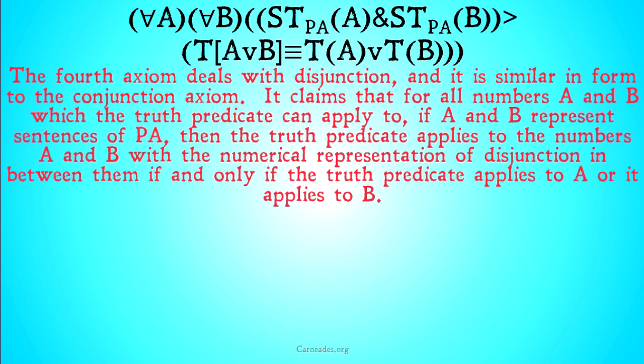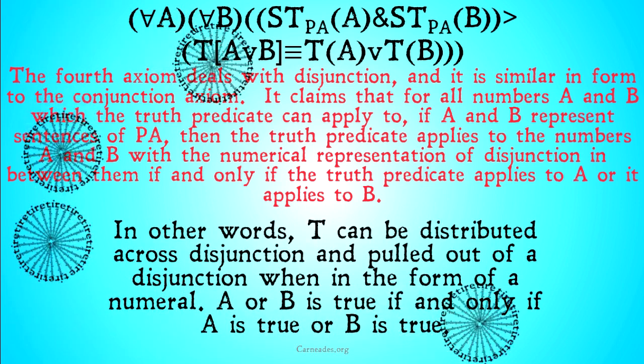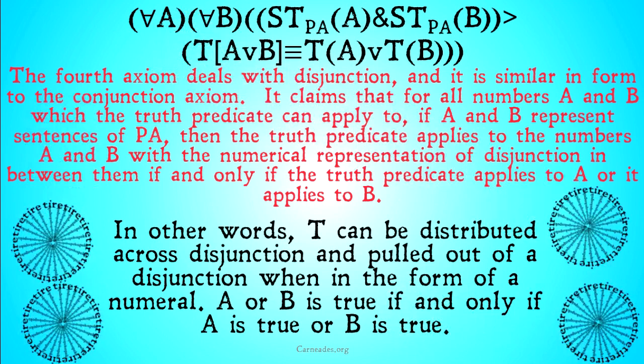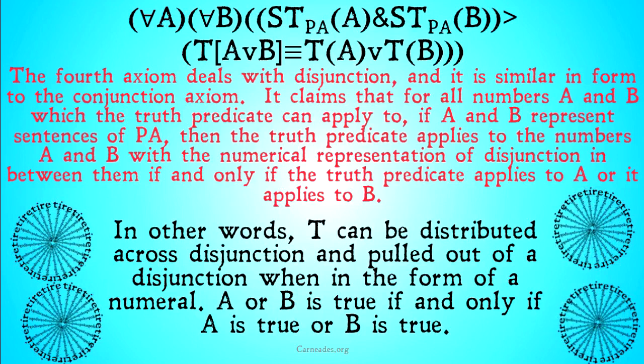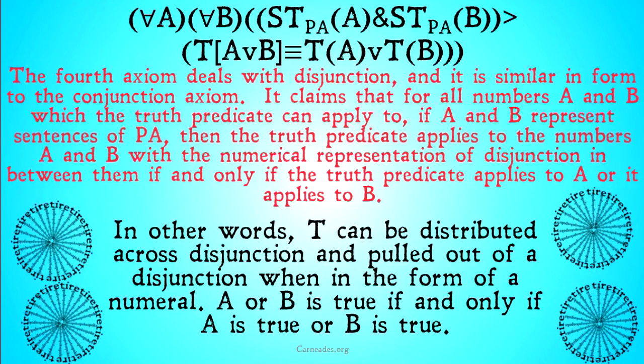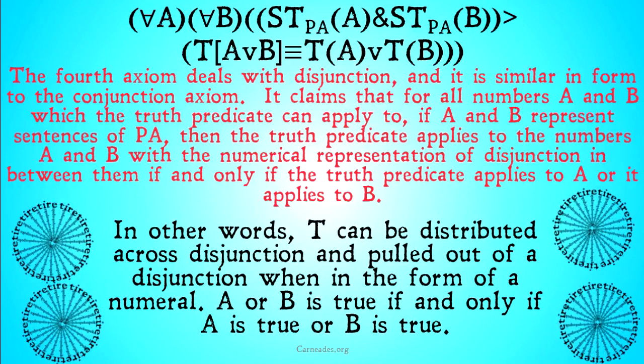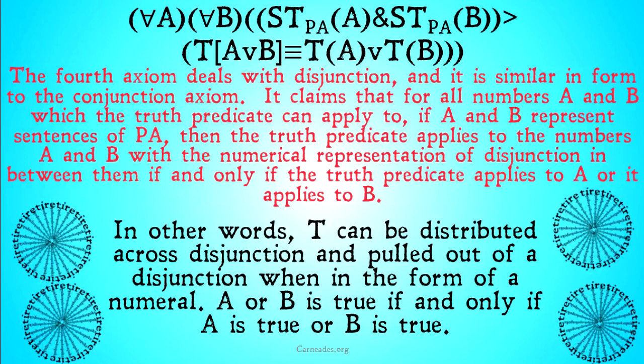So instead of having a bunch of numerals, the numeral for conjunction, and a bunch of other numerals, the first one representing A, the second one representing B, now we have a bunch of numerals representing A, the disjunction numeral, and then the bunch of numerals representing B. And we then split those up and put the actual symbol for disjunction in between them. So in other words, truth can be distributed, or T can be distributed across disjunction and pulled out of a disjunction when in the form of a numeral. A or B is true if and only if A is true or B is true.